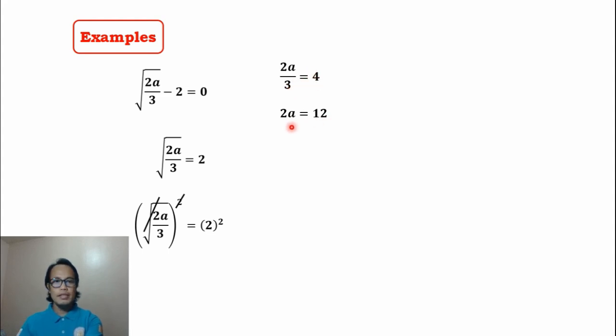This time, since we have 2a here and we are only going to solve for the value of a, of course, we need to divide both sides of the equation by 2. This way, we can cancel out the coefficient 2. So what shall remain on the left side of the equation shall be a. Then 12 divided by 2 is 6. So therefore, the value for a is equal to 6.